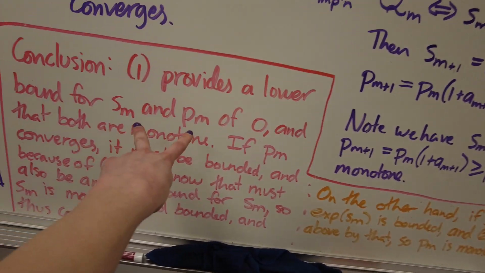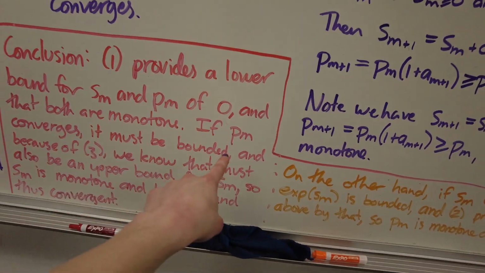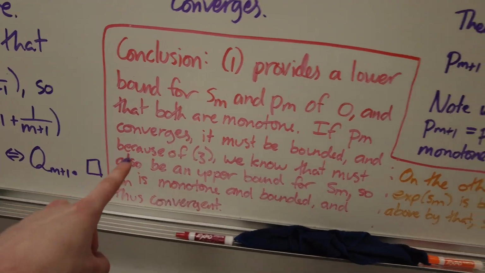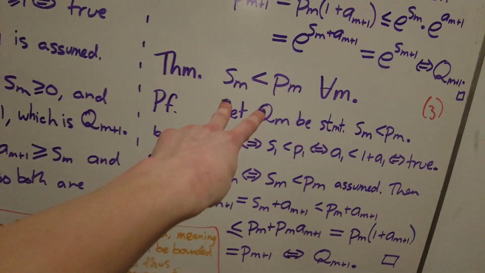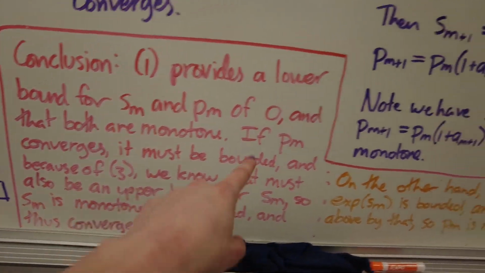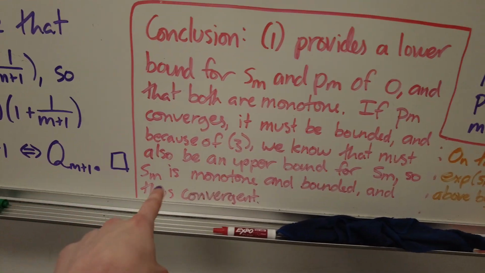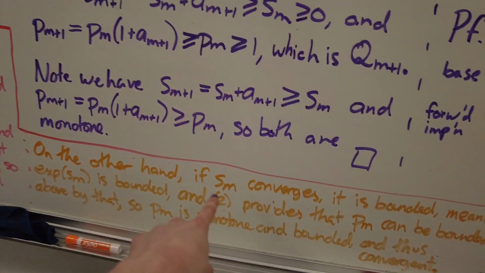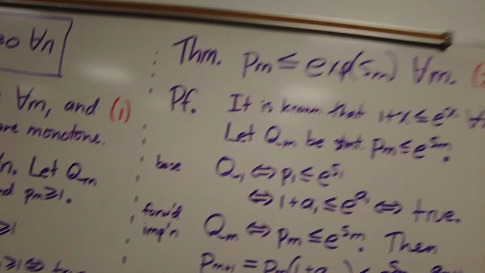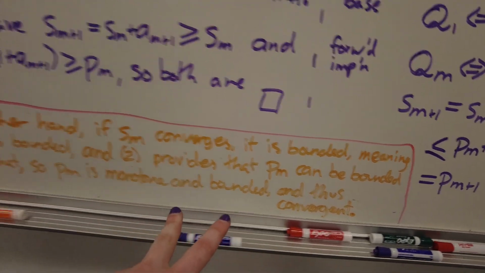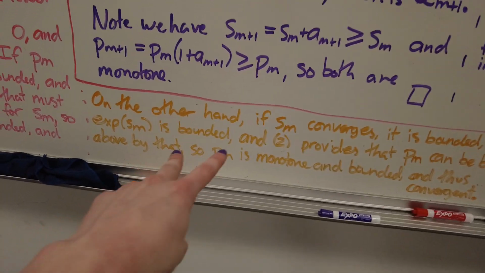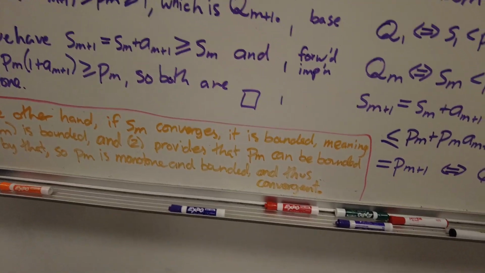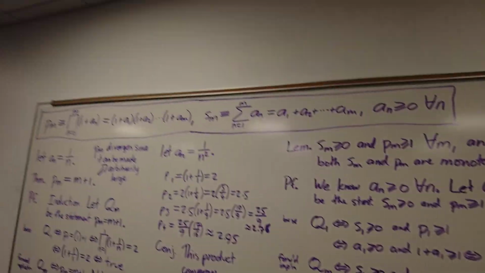In conclusion, we know that both of these are bounded below and monotone. If in addition we know that Pm converges, then it must be bounded. And because of this, we know that that upper bound for Pm must also be an upper bound for Sm. So Sm is monotone and bounded and therefore convergent. But on the other hand, if we know that Sm converges, we know it is bounded, meaning e to the Sm is bounded. And this gives an upper bound for Pm. So Pm is monotone and bounded, and thus it is convergent. We've proved it both ways.